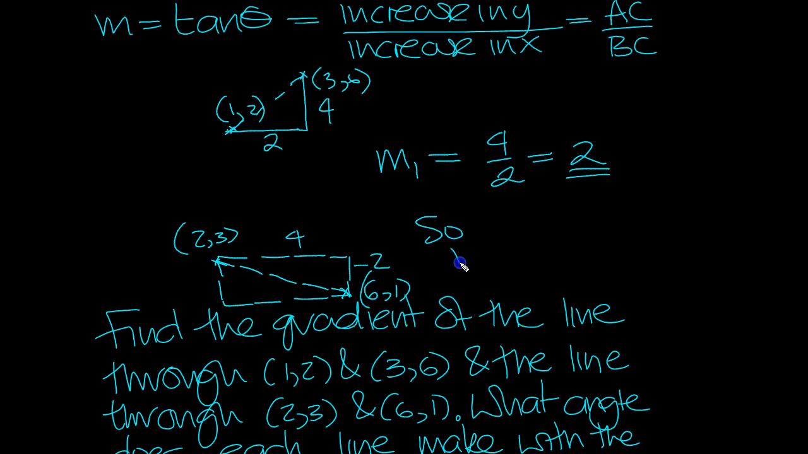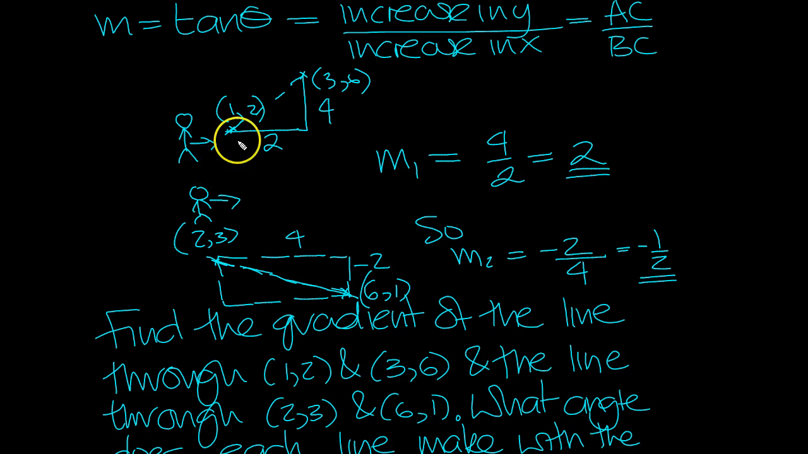So m2 then is the increase in y, which is negative 2, divided by the increase in x, which is going along 4. So you get minus a half. That's the gradient. Negative slope, so it's going downhill. If you picture yourself on that slope here facing in the forwards direction, it's a downwards hill. This is a positive slope because you picture yourself here facing forwards in the positive x direction. You're going uphill, so it's a positive slope.